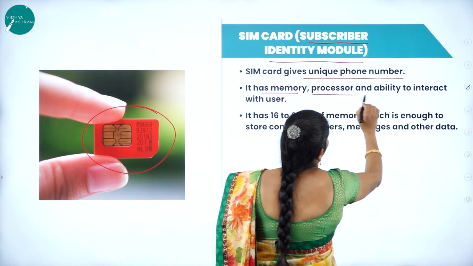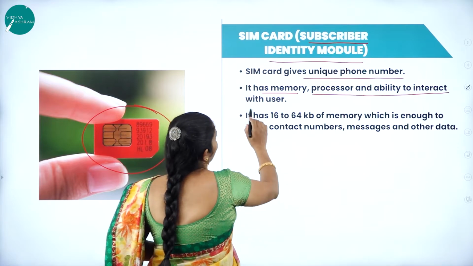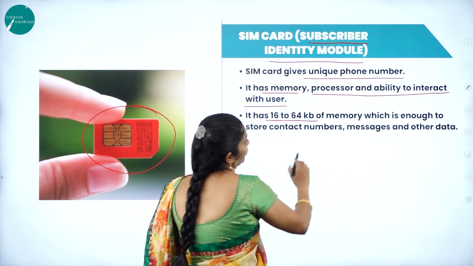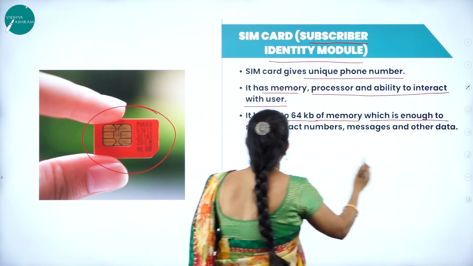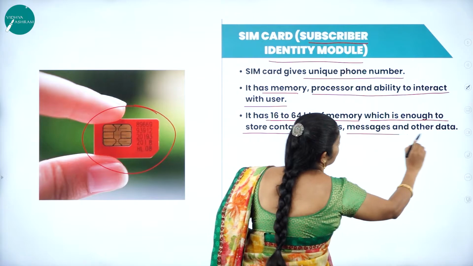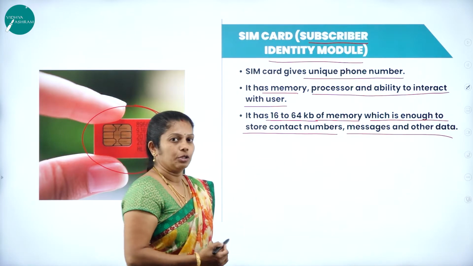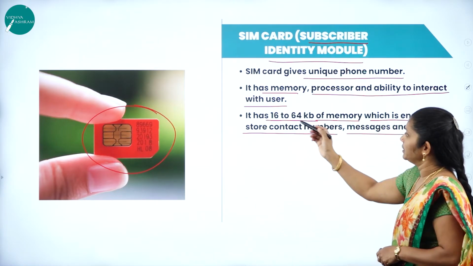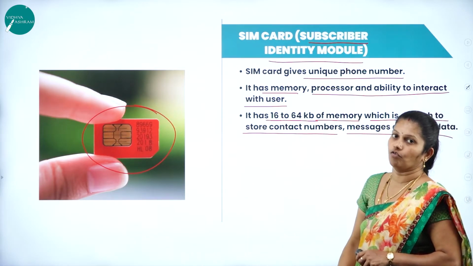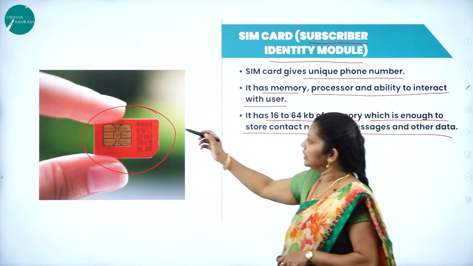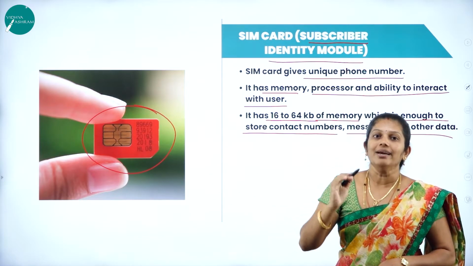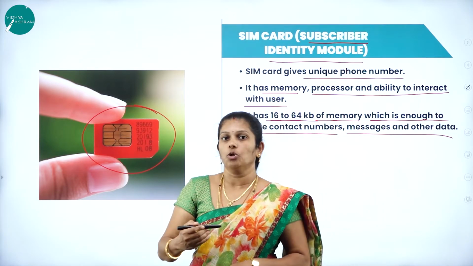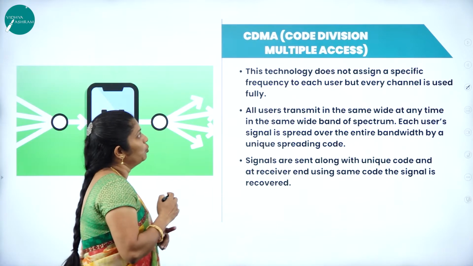It has memory, a processor and the ability to interact with the user. It has 16 to 64 KB of memory, which is enough to store contact numbers, messages and other data. We can store data, messages and a few pieces of information here, with a capacity of 16 to 64 kilobytes. That means this SIM has a unique number, it has some memory, and we can also use it for processing. And next we will move on.